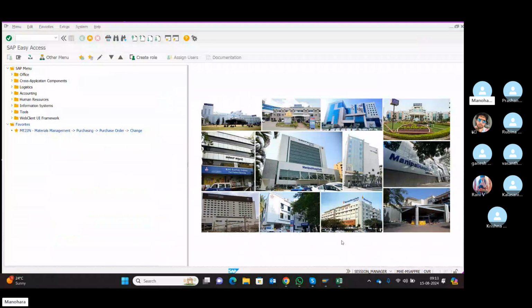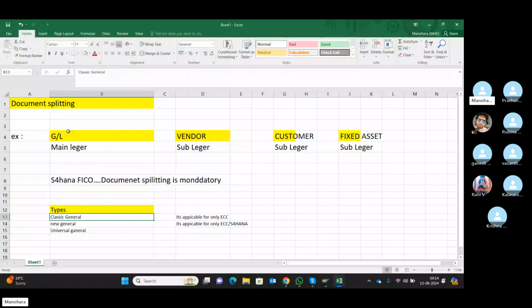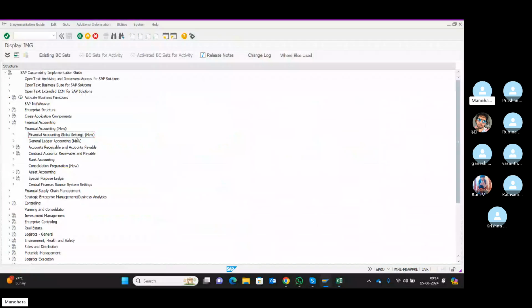See here, new accounting in brackets, financial accounting new. So we can know that he is using the new GL concept, and there is no need to use the classic GL here. So here the differences are there. In case this option is not there and only financial accounting is available, you have to keep in mind that the existing client is using classic GL.